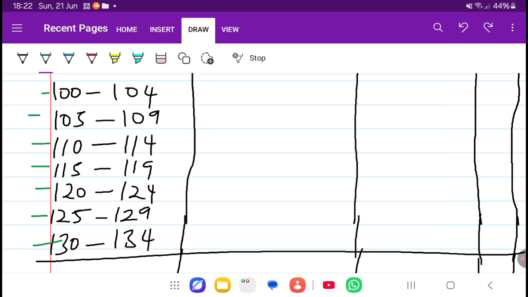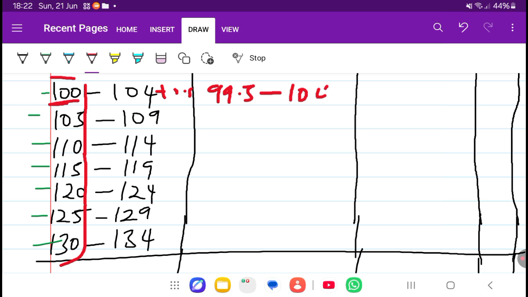Now we can compute the class boundaries. Of course, we said for the class boundaries, all of what is here, we take off minus 0.5, then this side we add plus 0.5. So here we can have 99.5 to 104.5.